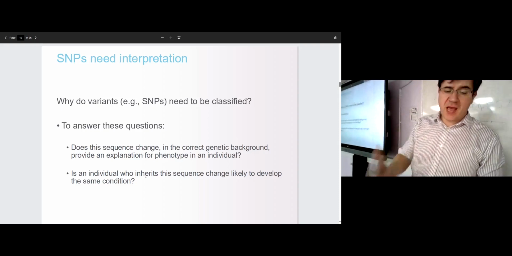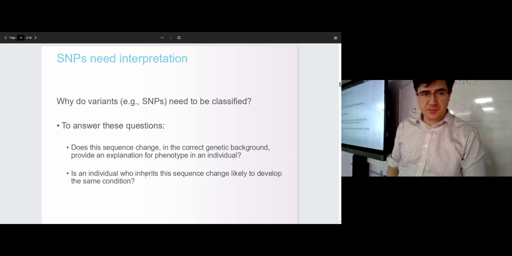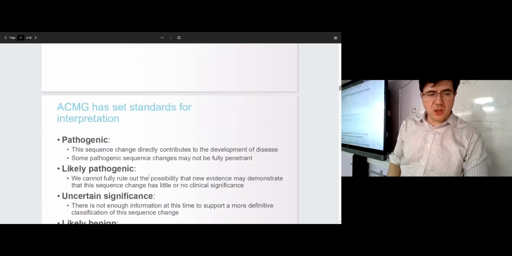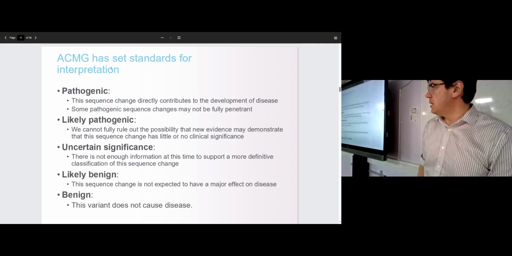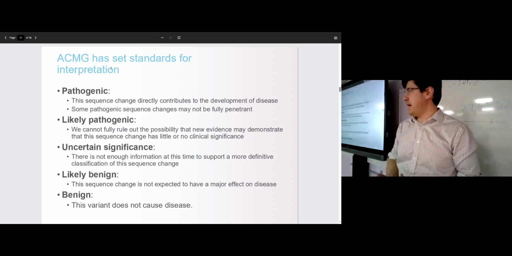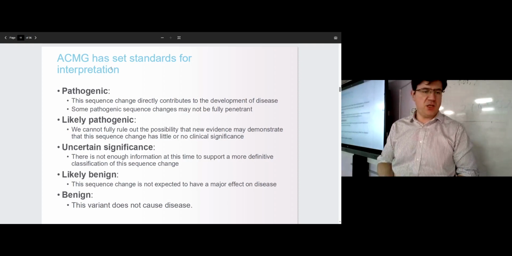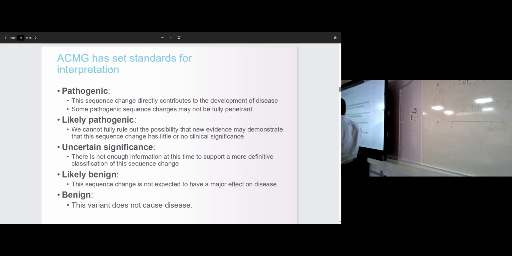Or is an individual who inherits this sequence change likely to develop that particular phenotype? The American College for Medical Genetics has suggested a system for classifying any given variant that we observe in the genome of an individual. From more pathogenic to least pathogenic, there are five categories: pathogenic, likely pathogenic, uncertain significance, likely benign, or benign.